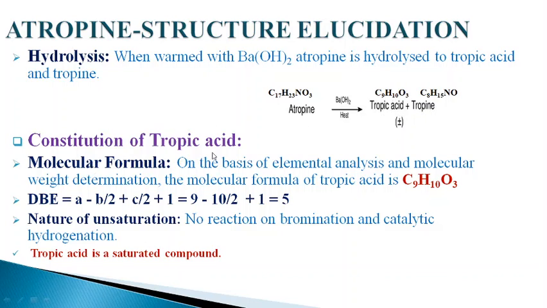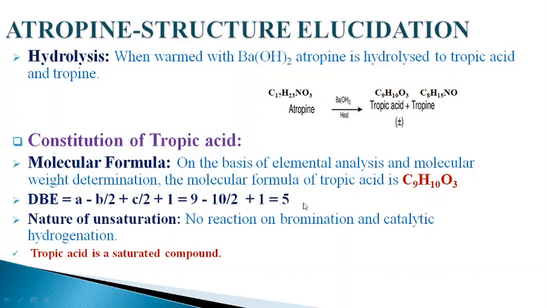Now the constitution of tropic acid. As usual, the molecular formula on the basis of elemental analysis and molecular weight determination comes out to be C9H10O3. Next is the degree of unsaturation, which is determined by the double bond equivalence given by this formula. Substituting the values, A is 9, B is 10, and there is no nitrogen atom present, so C is not there. Substituting the values of A and B, we get double bond equivalence equal to 5.